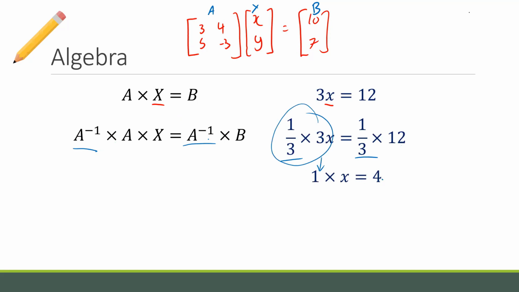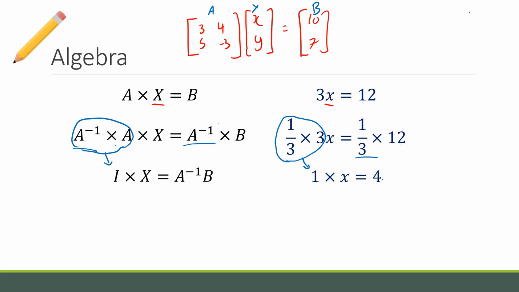Perfect. Why do I care about that? Because on the left, the same thing happens. See how here I say a third times 3 gives us 1. It returns us to the identity. So the inverse of A times A is going to take us back to the identity. And that's all we've done here. Okay? That's the algebra that we're doing here.